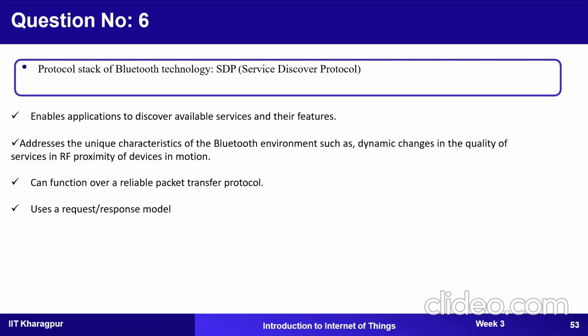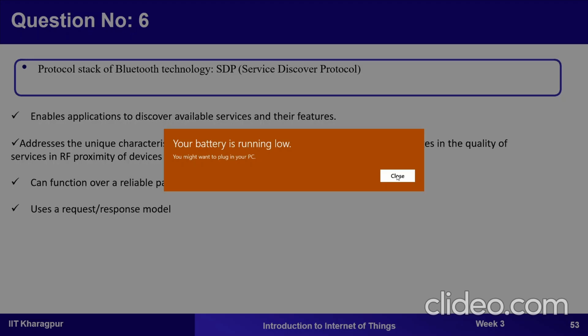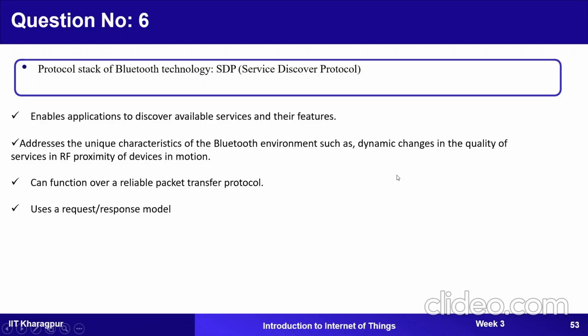Next is SDP, which is the service discovery protocol. It enables applications to discover available services and their features. It addresses the unique characteristics of Bluetooth environments, such as dynamic changes in the quality of service in the RF proximity of devices in motion. It can function over a reliable packet transfer protocol and uses request and response messages.